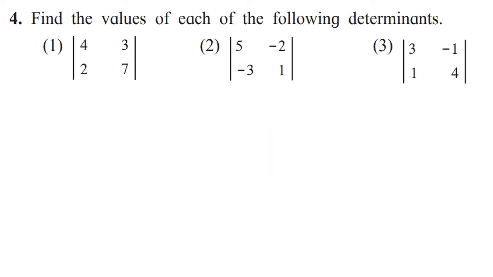Next question. Question number 4. Find the values of each of the following determinants. This is very easy. Just now in the MCQ we have seen how to solve the determinant. You know that we go for cross multiplication and in between a minus sign. So this is a very simple question. This question also you can solve as homework.